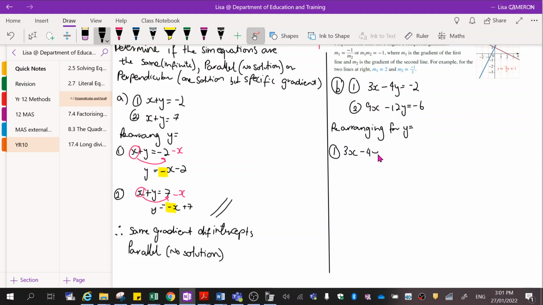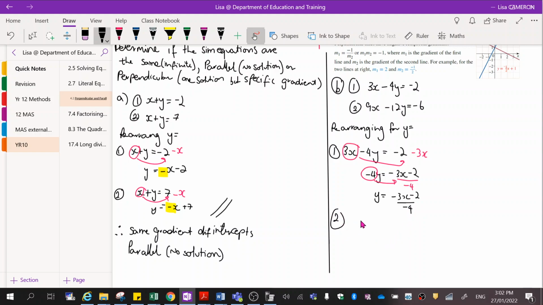So we're going to start with equation 1. 3x minus 4y is equal to negative 2. Take the 3x across first by subtracting. So negative 4y is equal to negative 3x minus 2. Make sure your equal signs are lining up. Be careful with your working out. Now we can separate the negative 4 from the y, meaning I'm going to divide everything on this side by negative 4. So negative 3x minus 2 divided by negative 4.